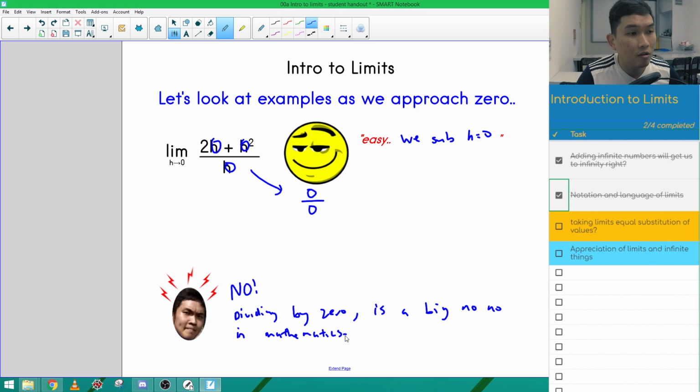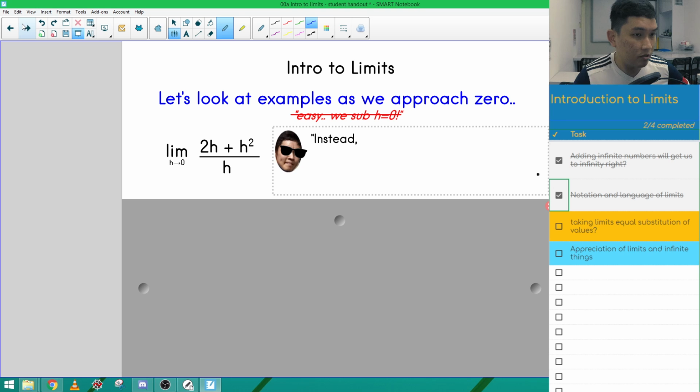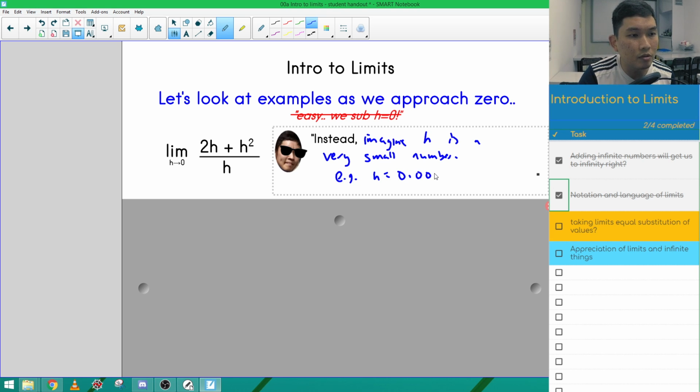Now, what do we do if we can't substitute h equals 0? Instead, I want you to imagine h as a really, really small number. For example, you can think of h as 0.0001.